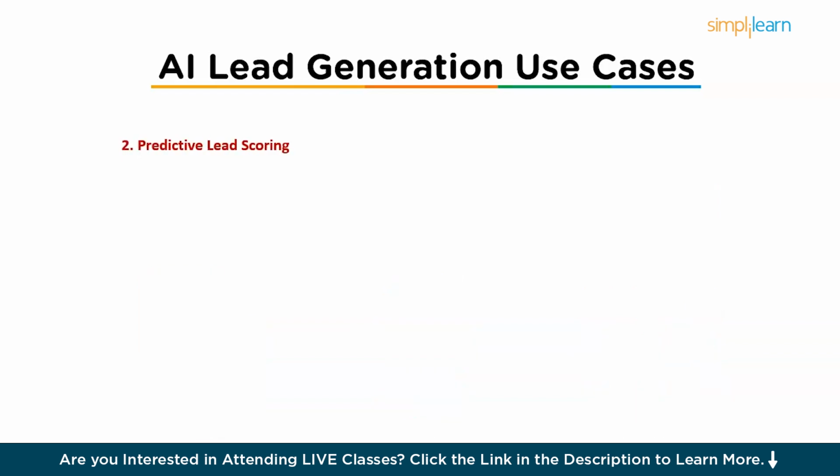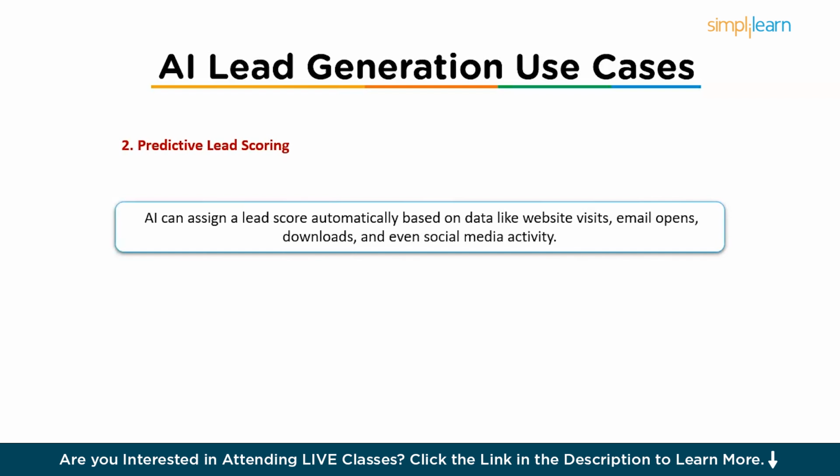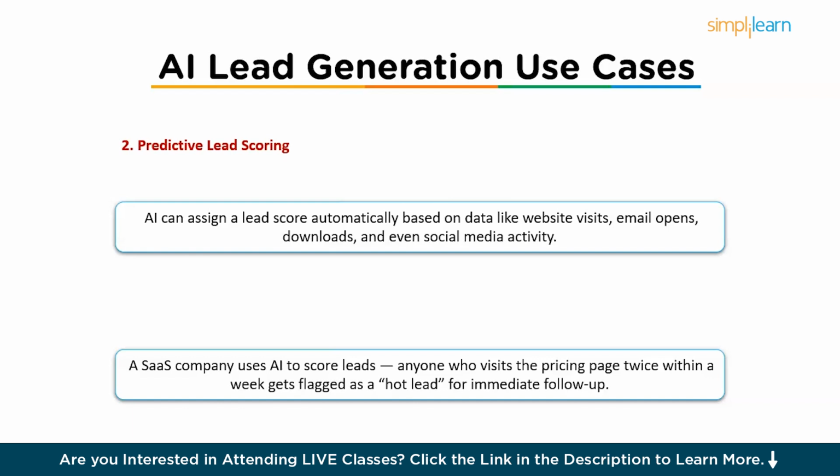Traditionally, salespeople had to manually review leads and guess who's ready to buy. Now, AI can assign a lead score automatically based on data like website visits, email opens, downloads, and even social media activity. For example, a SaaS company uses AI to score leads. Anyone who visits the pricing page twice within a week gets flagged as a hot lead for immediate follow-up.